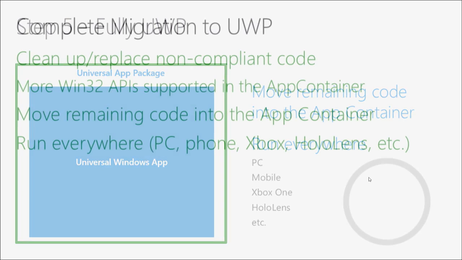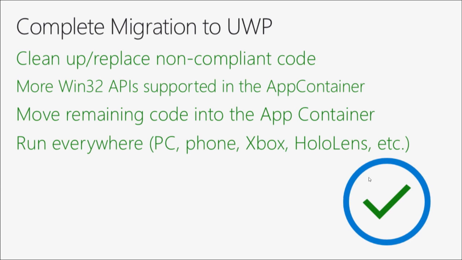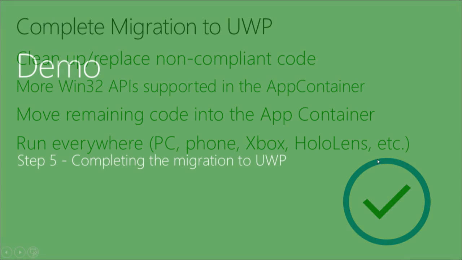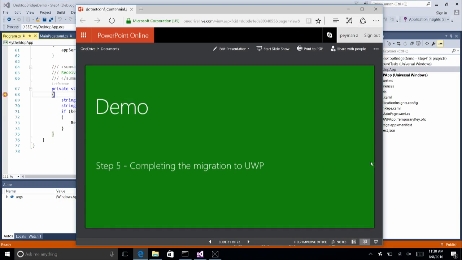And so the final step is, once you get all of that code out of the desktop process and into the universal process that's running in the app container, now you're done. You can run that code on IoT, on Xbox or HoloLens or wherever, and you can continue to evolve that code and add features and everything. So let's look at the final step of the process.